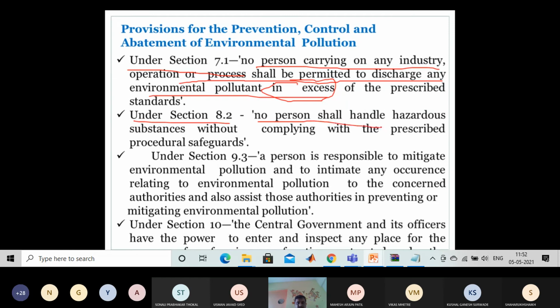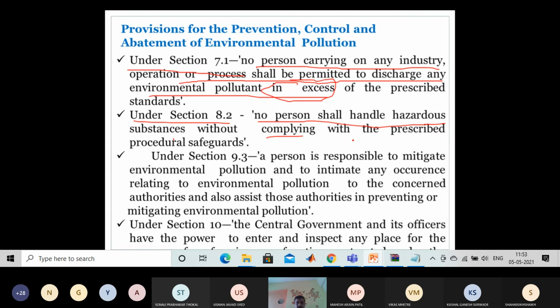No person shall handle hazardous substance without complying with the prescribed procedure. Means if hazardous waste is there, then a defined procedure applies: step number 1, step number 2, step number 3. That person has to follow it. If someone does not follow it, then under section 8.2 the person gets charged. Or we can say under section 8.2 the law is enforced, and if the particular law is not followed by the person, under section 8.2 we can book that person. So that is 8.2.